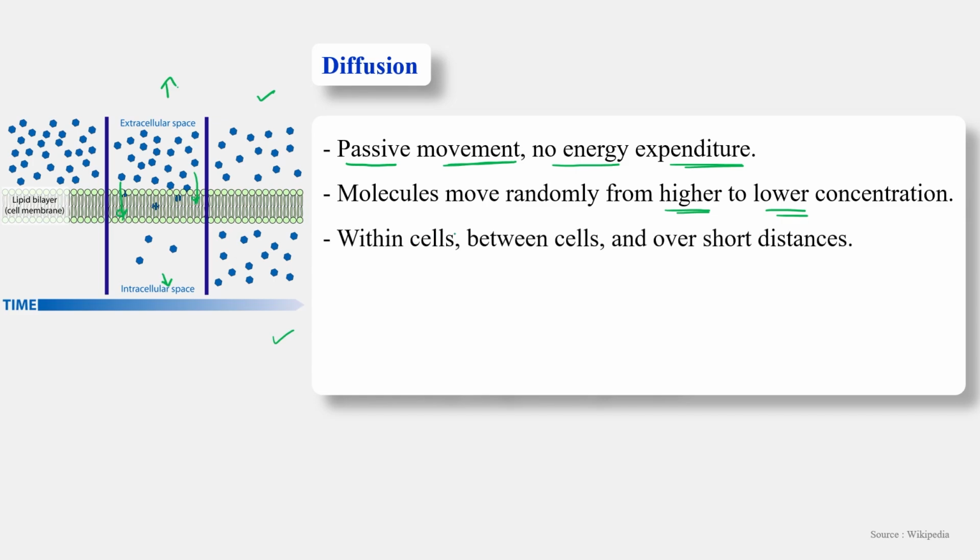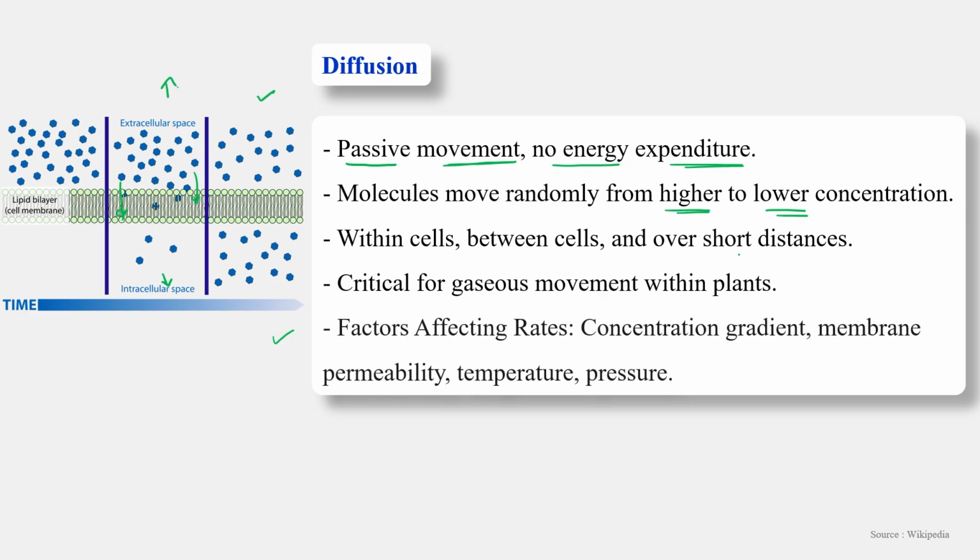Within a cell, between cells, and over short distance, this diffusion method is used by the plant cell, and this is also critical for gaseous movement in the plant. So what are the factors which affect the rate of movement or diffusion rate? These are concentration gradient, membrane permeability, sometimes temperature, and pH and pressure also. Okay. So these are the factors.